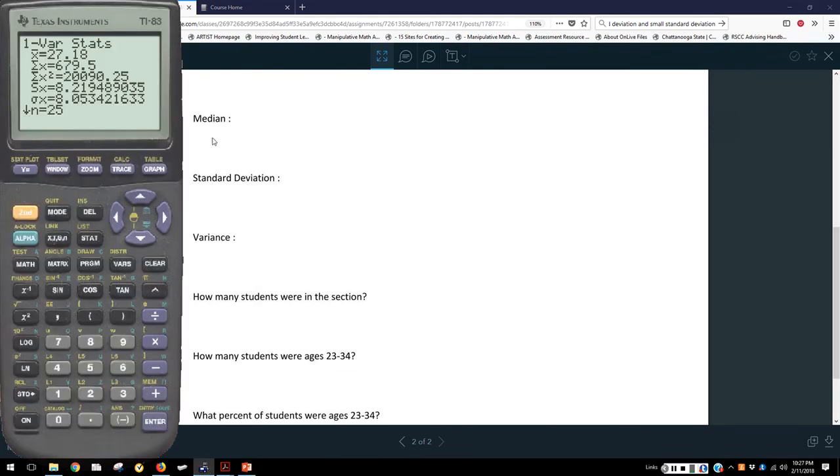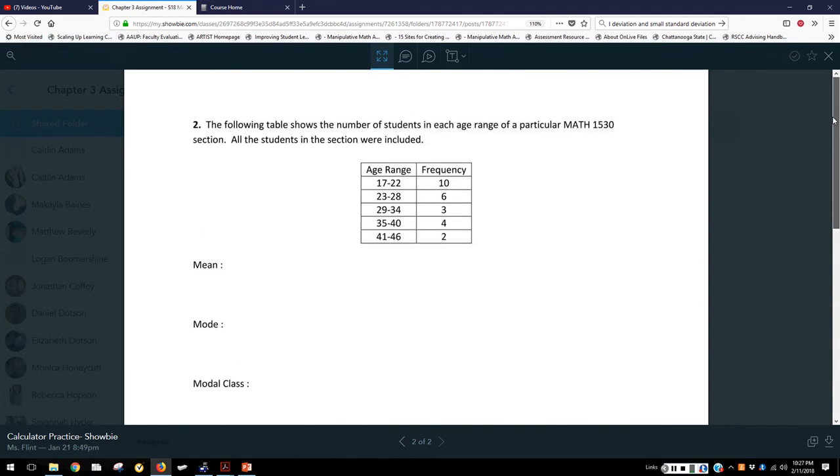We also can calculate the median. In fact, the calculator's already calculated it for us. But if you'll notice, the median in this case is 25.5. And the reason it's 25.5 is because of the middle student in this class.